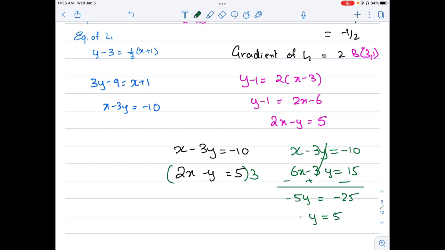Once y equal to 5, plug in y equal to 5 in the second equation. 2x minus 5 is equal to 5. 2x is equal to 10. x is equal to 5. So the coordinates of C is 5 comma 5. That's going to be the answer.